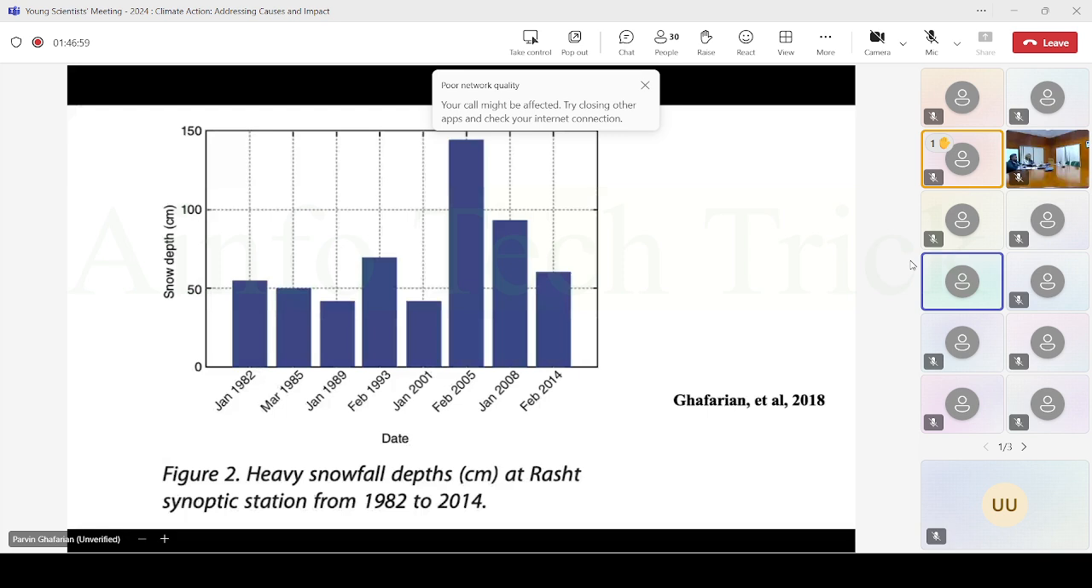Earlier, I said the heaviest snow occurs on the southern coast of the Caspian Sea every few years due to the sharp temperature difference between the warm lake and the cold air, as well as the presence of the Alborz mountain range. As you can see, the snow in February 2005 reached about 1.5 meters. With global warming, the surface temperature of the lake will increase, and this temperature difference will affect the intensity of this phenomenon.